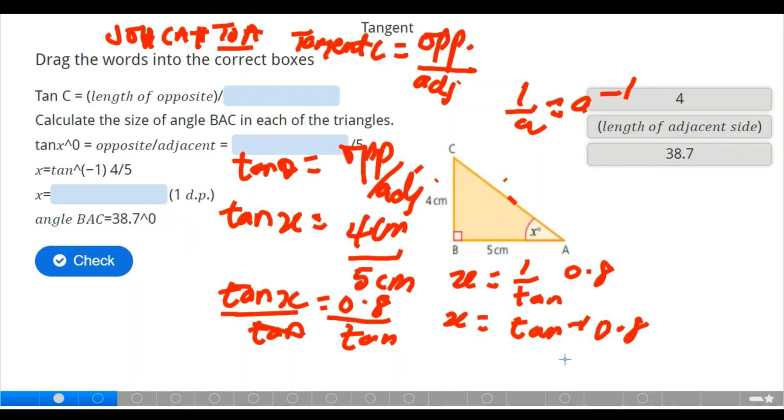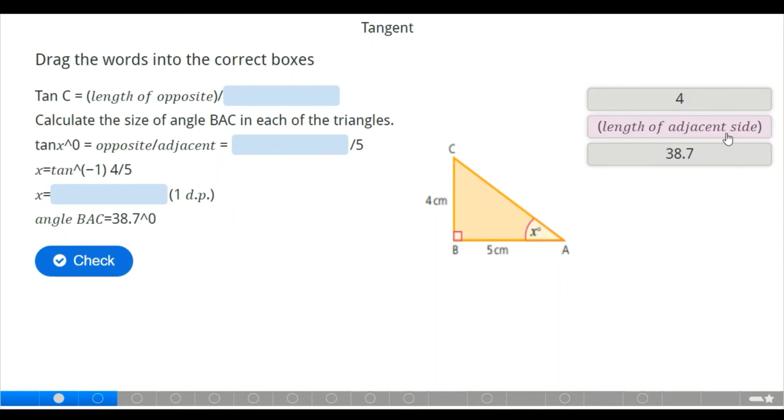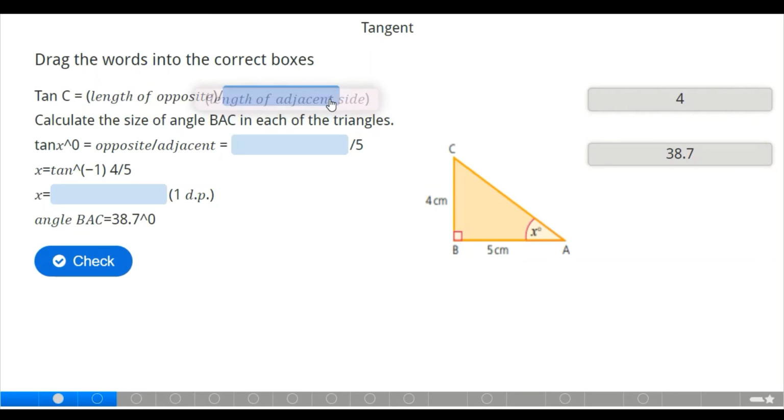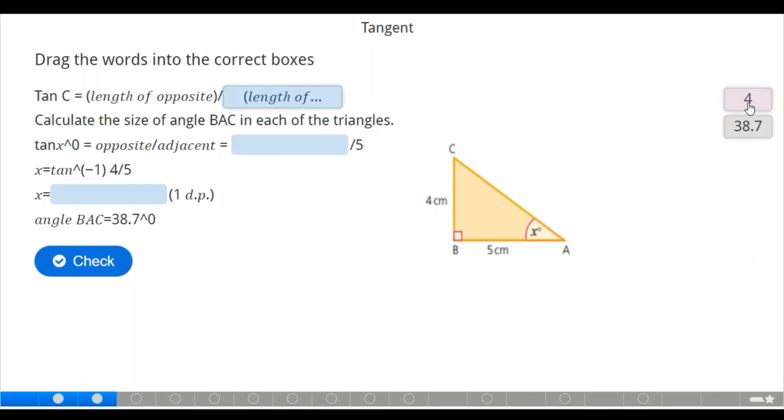If you have to press this, you press shift tan on your calculator, then you press 0.8. With shift tan 0.8, our answer is going to be 38.7 degrees to 1 decimal place. That gives us the degree for x. So let's quickly put the right answer inside the boxes we have here. It's going to be tan C is the length opposite over adjacent.